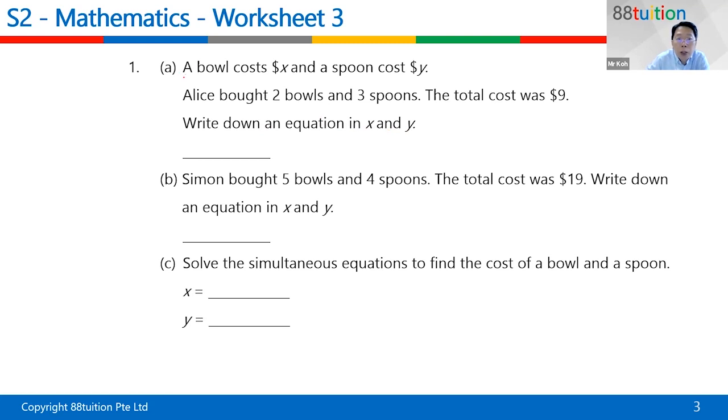Okay, so this is a bowl, x dollar. So 2 bowls will be actually 2x dollar. Now, a spoon, y dollar. 3 spoons will be 3y dollar. The total cost was $9. So if I were to write the equation, basically it will be 2x plus 3y equal to $9. So I can just remove the unit first. So that will be 2x plus 3y equal to 9. Is this okay? Is this simple enough?